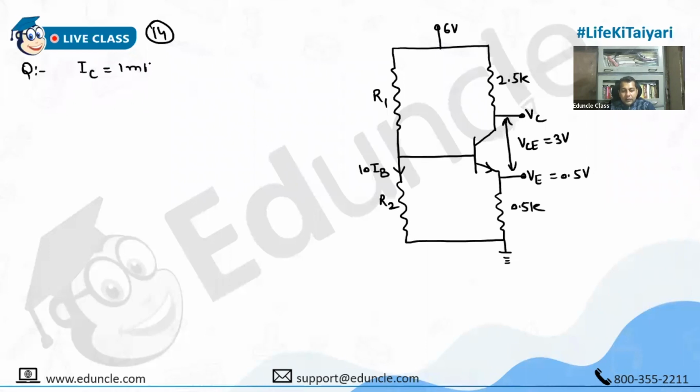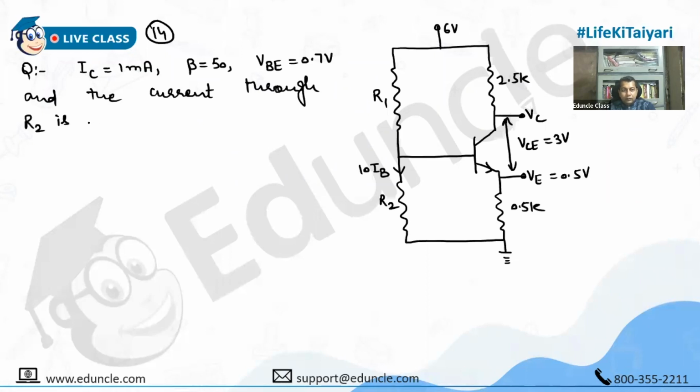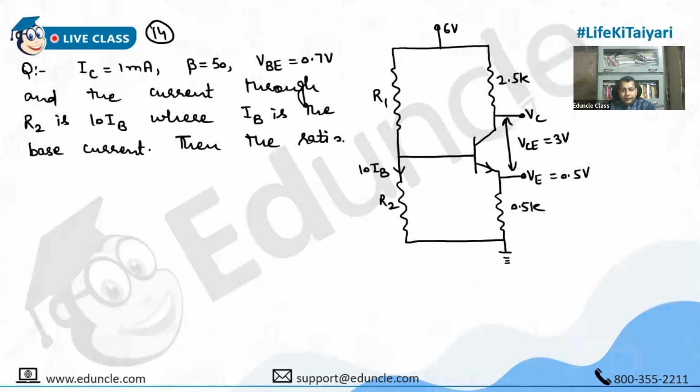IC is given to be 1 milliampere, beta equal to 50, VBE 0.7, where IB is the base current. So you have to find the ratio R2 by R1.